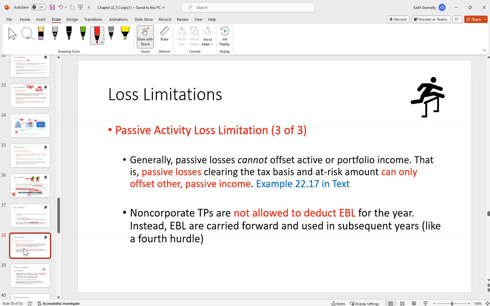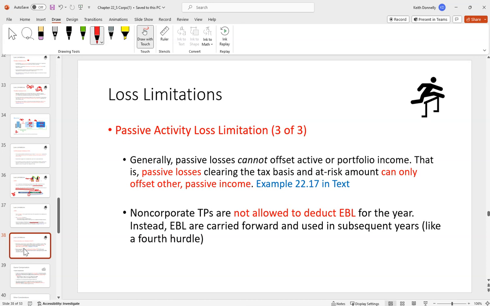Last hurdle here, right? The passive activity loss limitation. We've seen this before. This is just saying, hey, once you clear the first and second hurdle, you can only offset other passive income, and up to that income, right? So you can't create an NOL in that area.